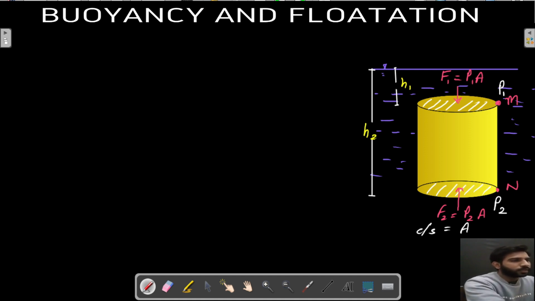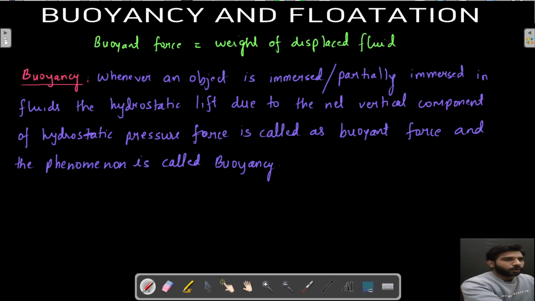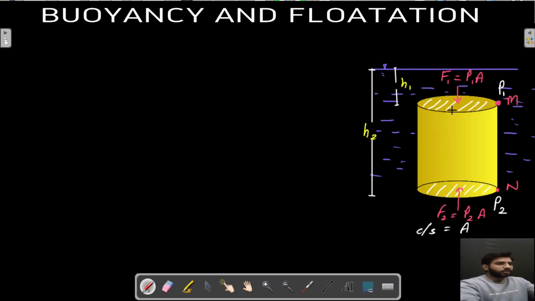Now what does the statement of buoyancy say? Whenever an object is immersed or partially immersed in fluids, the hydrostatic lift is due to the net vertical component of hydrostatic pressure force. Due to these two forces, F1 and F2, or the resultant of F1 and F2, we get a vertical upward lift on this body, which is nothing but the buoyant force.